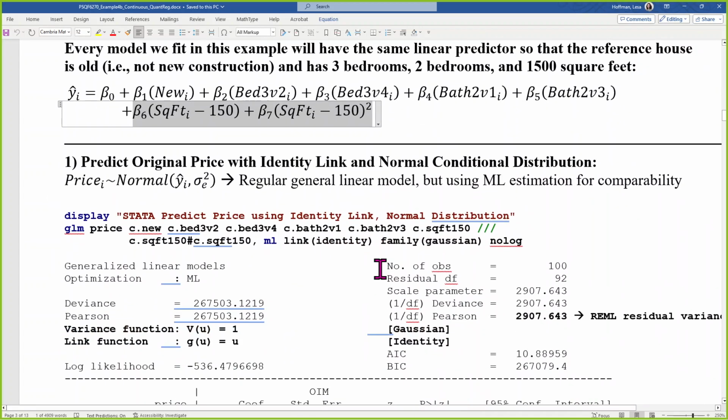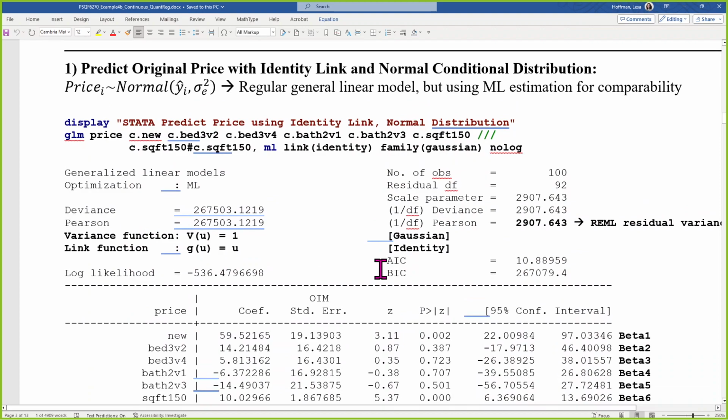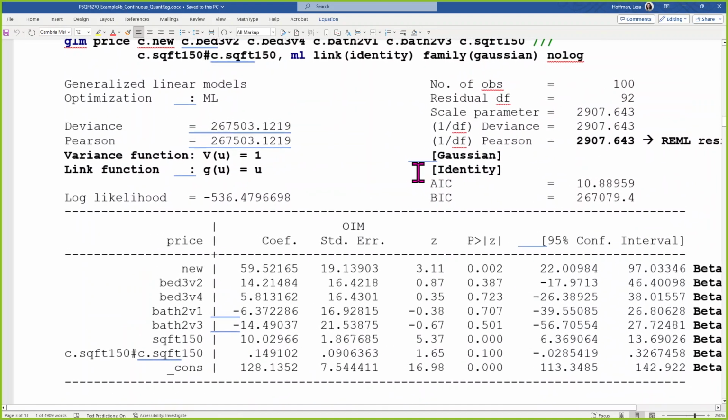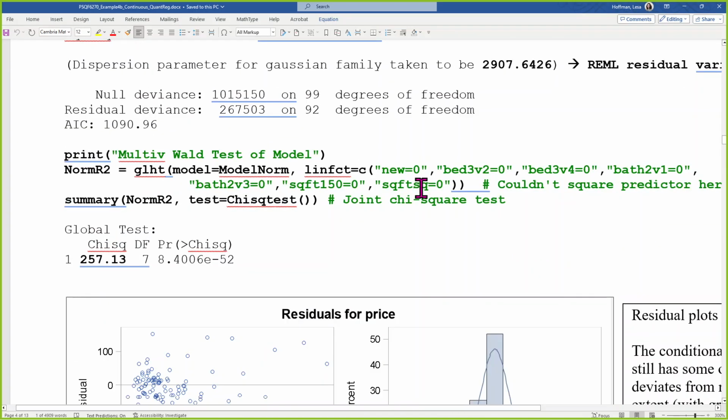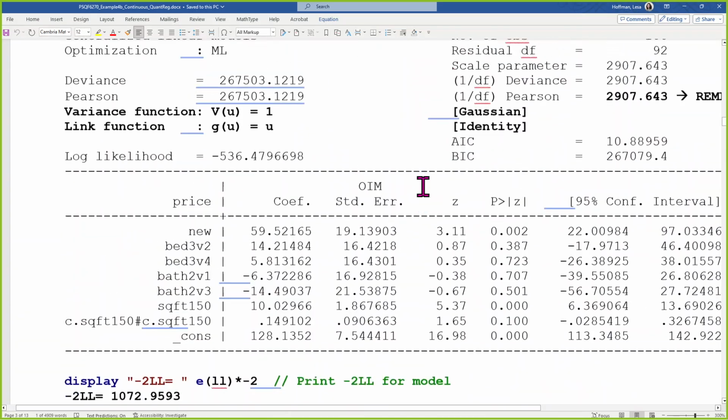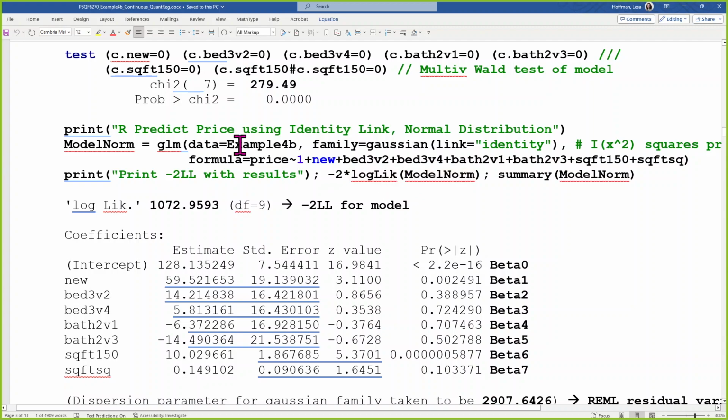So first option, can I just pretend that this is normal? Let's see what conclusion we come to if I do that. So I'm using maximum likelihood estimation to keep it comparable with the others. And here's some outputs. Do I have, nope, I don't have it. Okay, well let's look at the R output. This is just a standard general linear model.